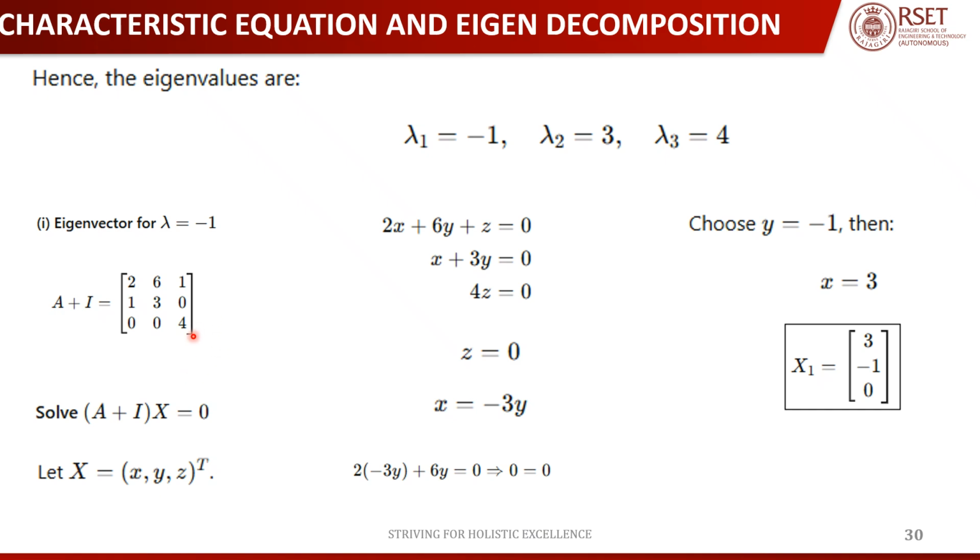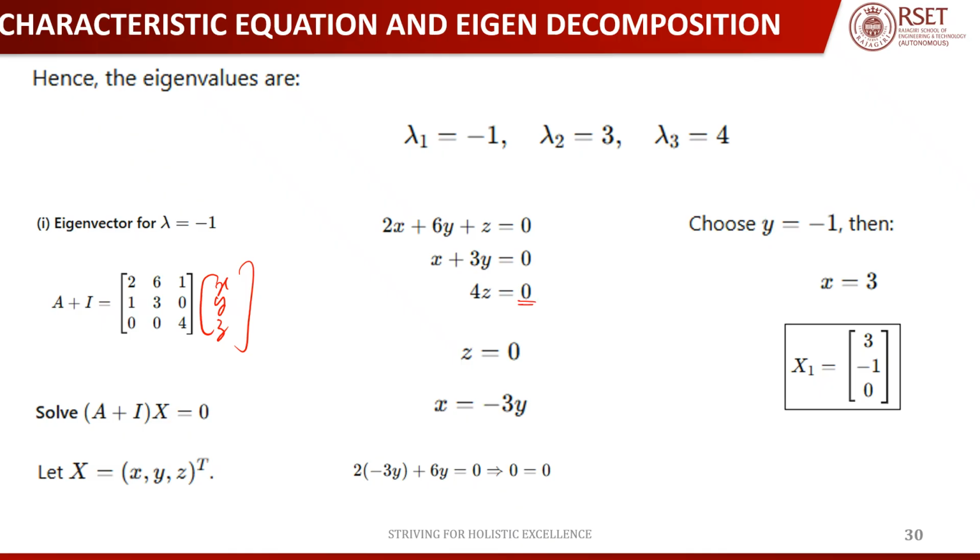Okay, so in order to get the eigenvectors, what you do is just multiply by x, y, z. When multiplying the first row you have 2x plus 6y plus z is equal to 0, and for the second one you have x plus 3y plus 0 is equal to 0, and you have 0 into x plus 0 into y plus 4z is equal to 0.